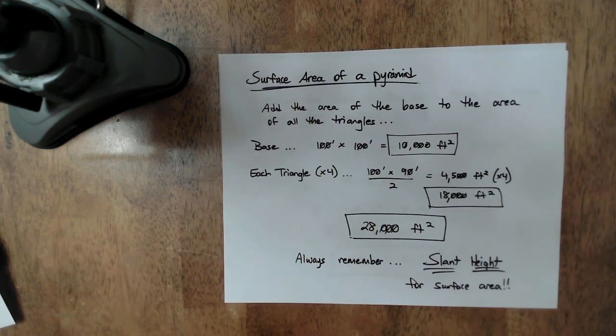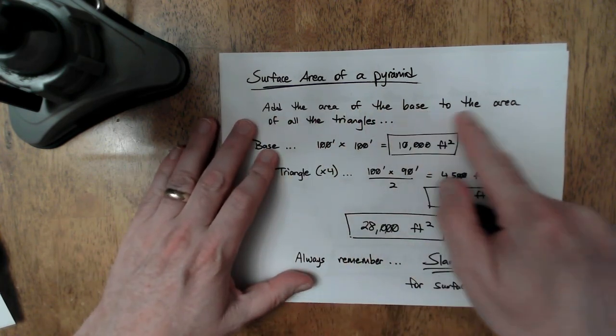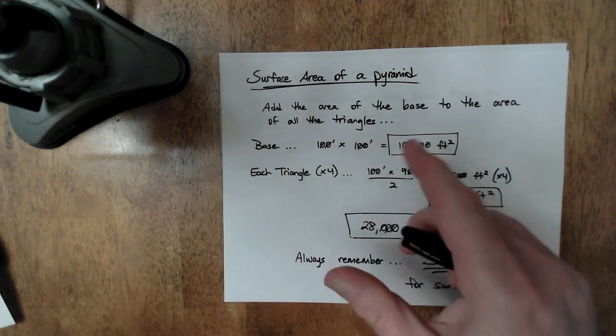All right, so the first thing you do, the whole process is you add the area of the base to the area of all the triangles added together, okay?